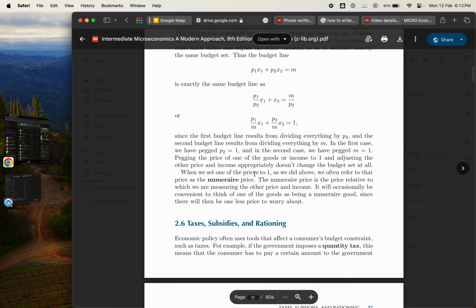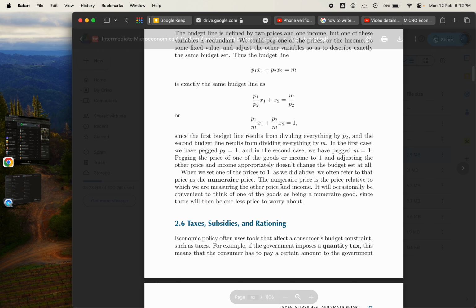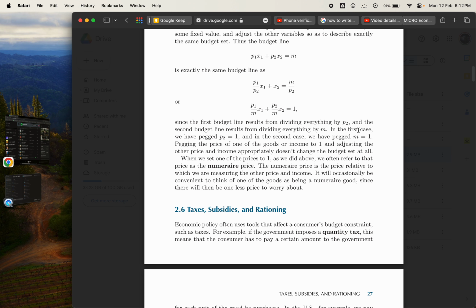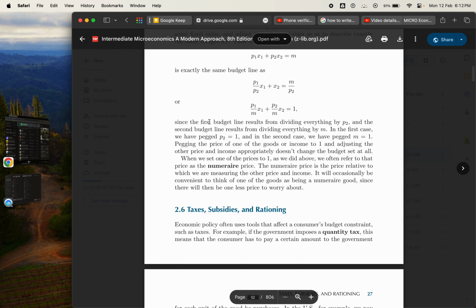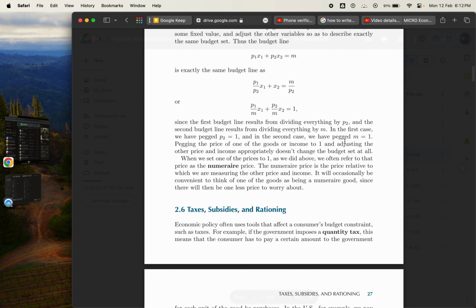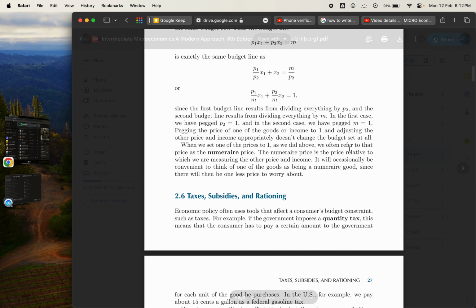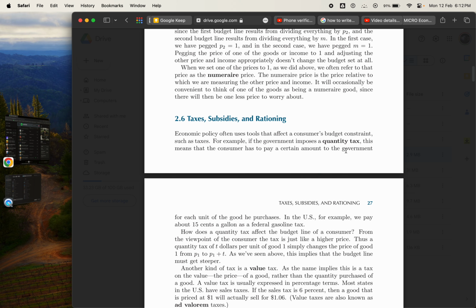If we set the price of one of the goods as one, we often refer to that price as the numeraire price, and the numeraire price is what we measure relative to. So pegging is different and numeraire is different. Numeraire is a price, whereas when you peg, you usually peg P2 as 1, and in the second case we have P whatever. Pegging the price of one of the goods or income to one and adjusting the other price appropriately doesn't change the set at all. Anyways, we've seen that.